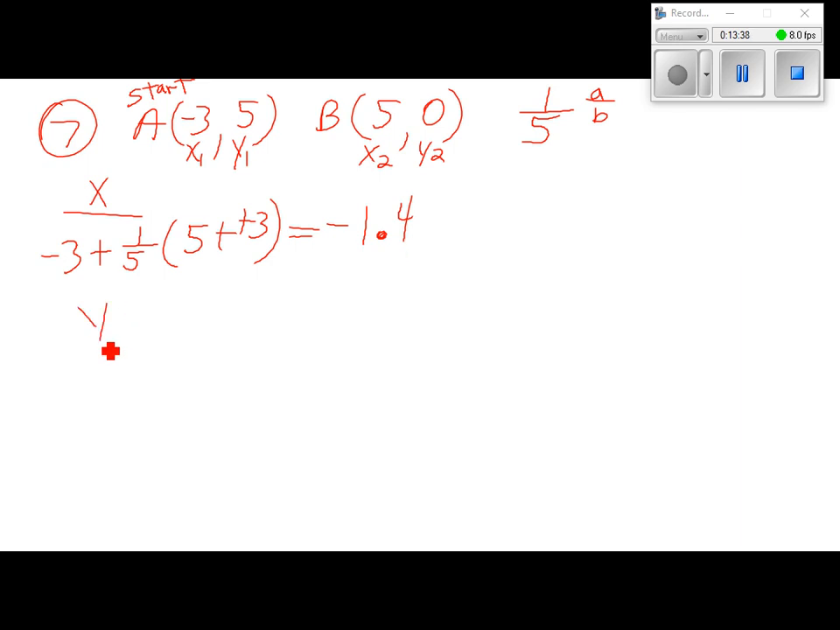Same thing, right? What's y sub 1? 5 plus 1/5, parentheses, 0 minus 5. Negative 6. 4. There's two different answers. Punch it in again. It's positive 4. Everybody agreeing with that? Yeah. Positive 4.